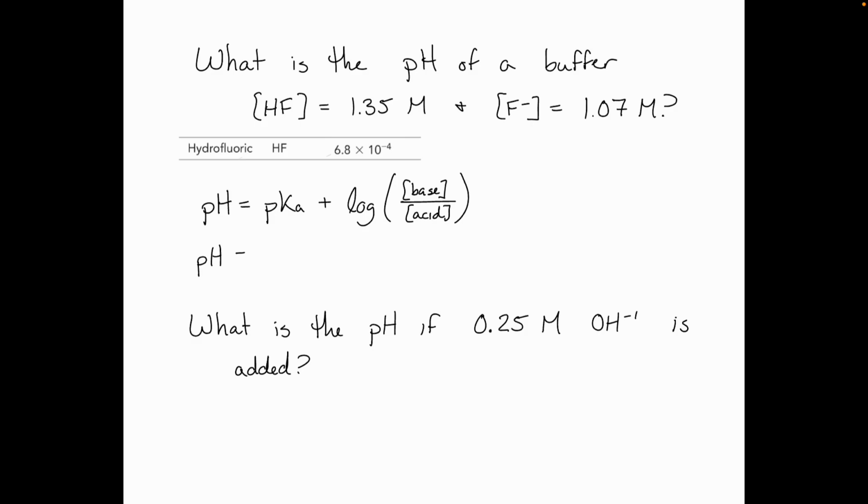All right, so first of all, my pH is the negative log of that 6.8 times 10 to the negative 4 plus the log of my base concentration. Which one's my base? The fluoride ion.